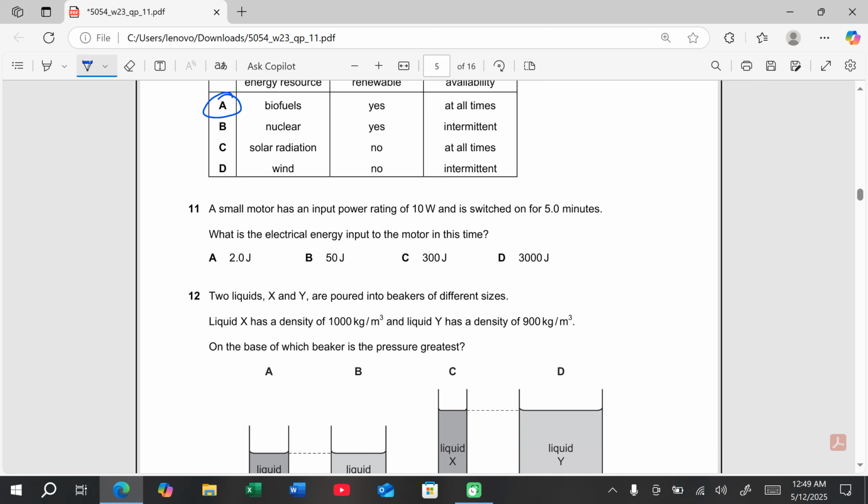A small motor has an input power of 10 watts and is switched on for 5 minutes. What is the electrical energy input to the motor at this time? That's very easy. Energy is equal to power times time, so power is 10, and time is 5 minutes, so I need to convert it into seconds as well. 5 times 60 is 300, times 10 is 3000. That's your answer.